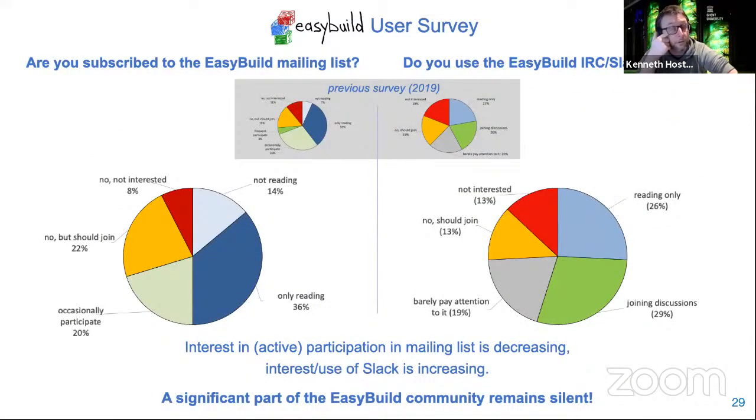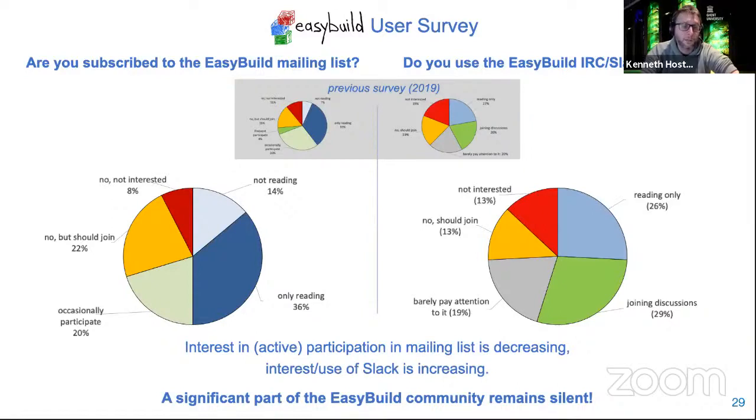Then communication in the community. So are people subscribed to the mailing list? We still have about 280 subscribers to the mailing list, but the activity is going down there. That's not a big surprise. We're seeing a shift to Slack for that, and this also comes forward in the survey. So fewer people are interested in actively participating in the mailing list, and more people are interested in actively participating on the Slack channel. So things are shifting from a traditional mailing list to Slack, and that's not a surprise.